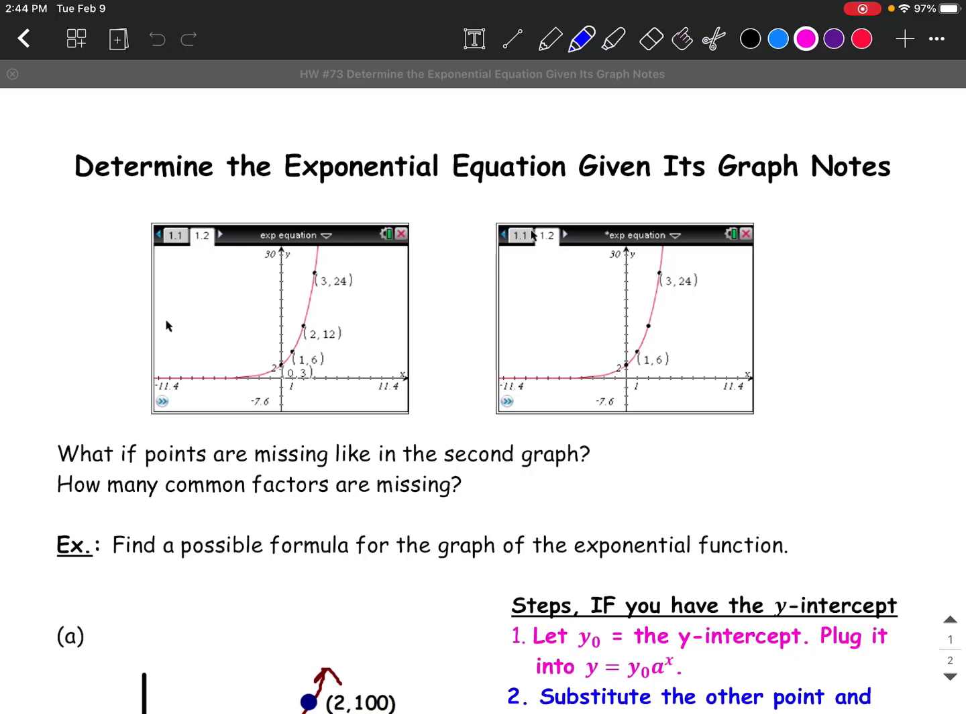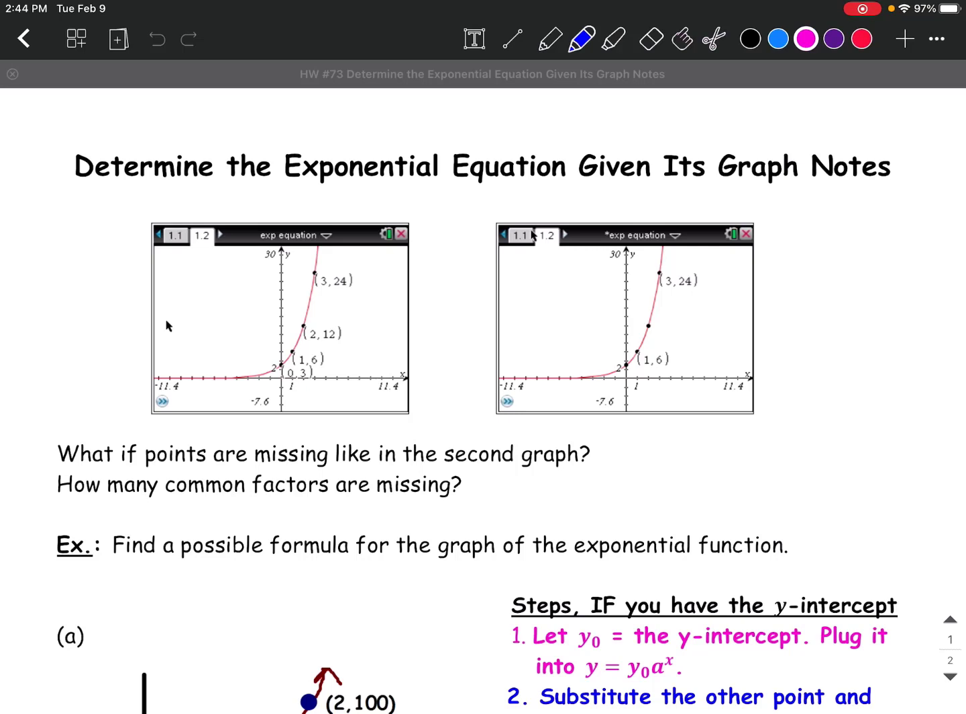Hi guys, today we want to look at writing the equation for an exponential function when we have its graph, with maybe only 2 points indicated on the graph. If there's lots of points indicated on the graph, then it's easier to write the equation. For instance, in the first picture here, with every single point with the x value 0, 1, 2, 3, it's easy to find the growth factor and to write your equation.